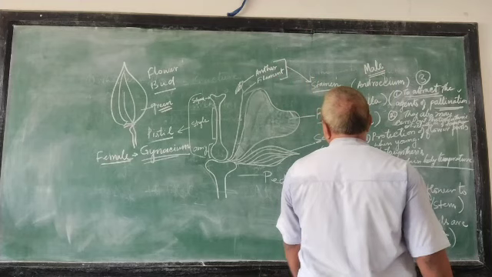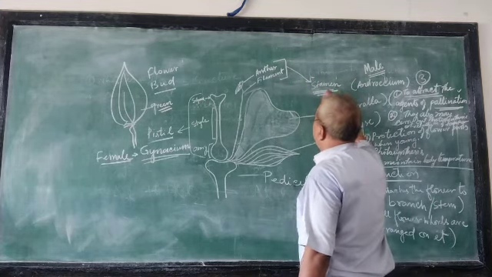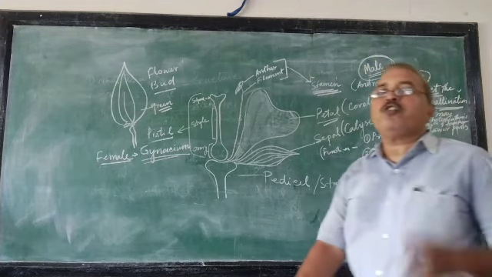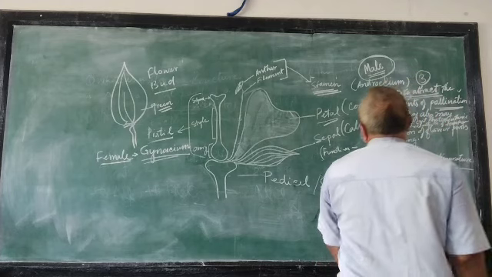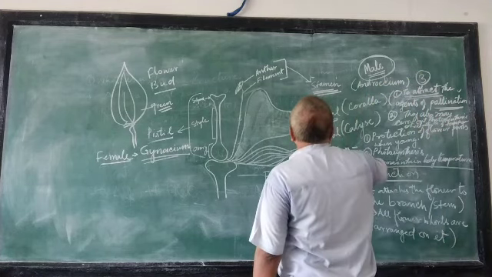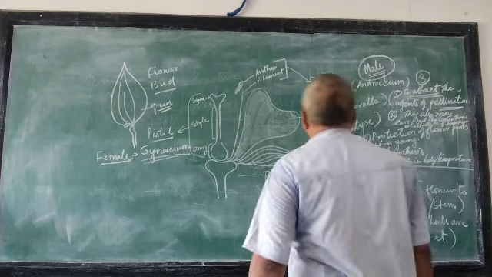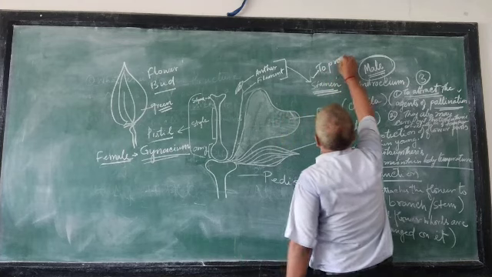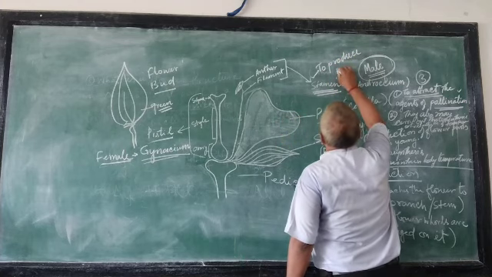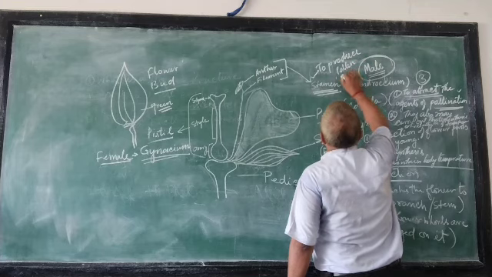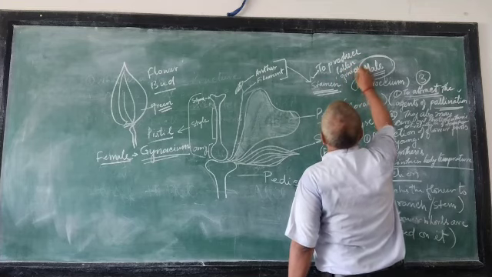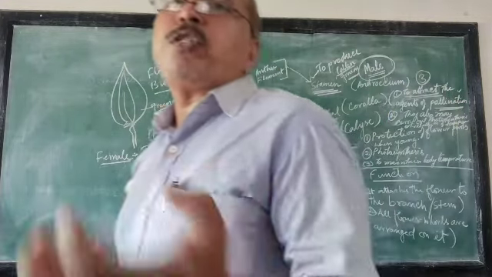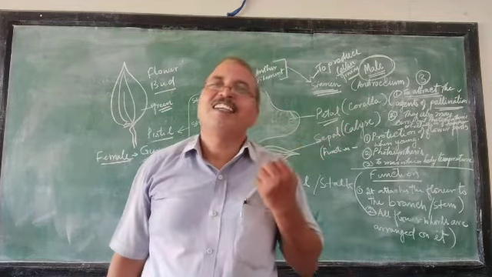Then comes the very important part, that is stamen or the male part of the flower. The main function of this male part of the flower is to produce pollen grains. Main function is to produce pollen grains. You may have a question, what is that pollen grains, sir? Yes.